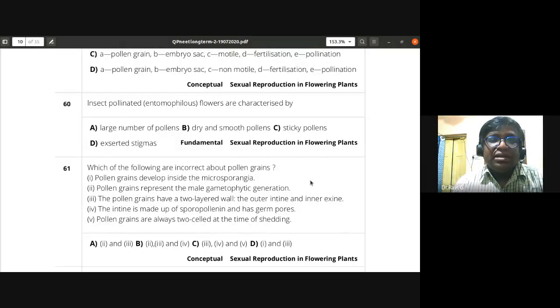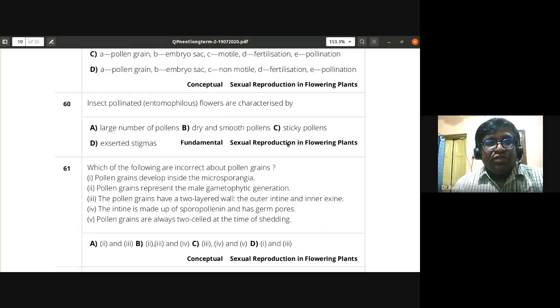60th question, insect pollinated or entomophilous flowers are characterized by what? Large number of pollens, dry and smooth pollens, sticky pollens, exerted stigmas. C is the answer. They are sticky pollens. See, insect pollinated flowers should have sticky pollens to stick onto the body of the insect. C is the answer.